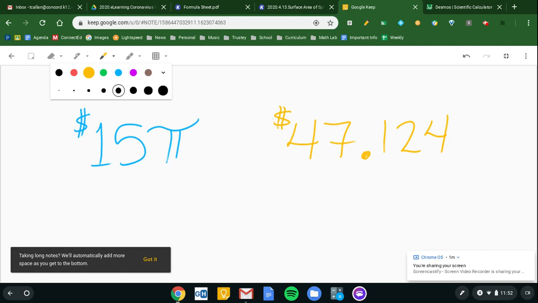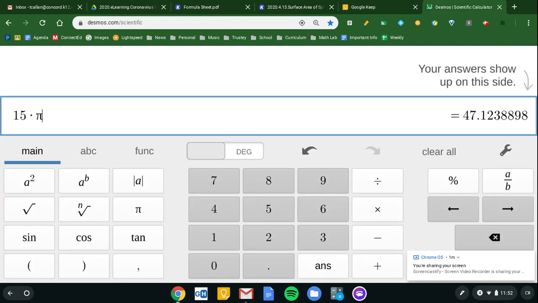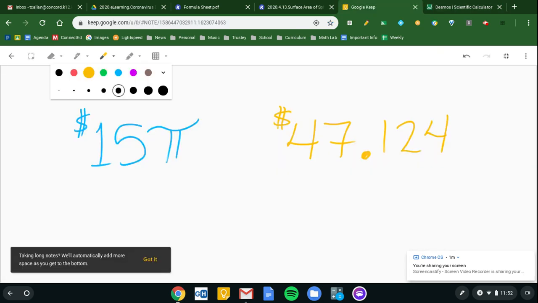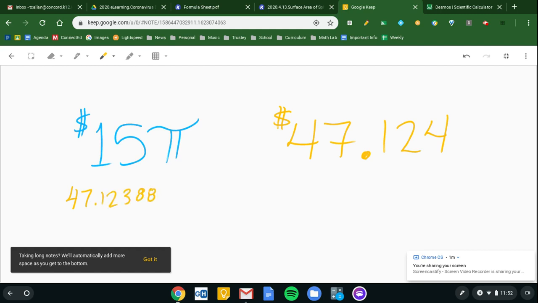But if I could just point out here, if I come to the Desmos calculator and type in 15 times pi, it says 47.1238898. And chances are, if it goes this far, the calculator is just going to run out of decimal spaces. So I'm going to go ahead and write the ... and it is some crazy, ugly, irrational number.